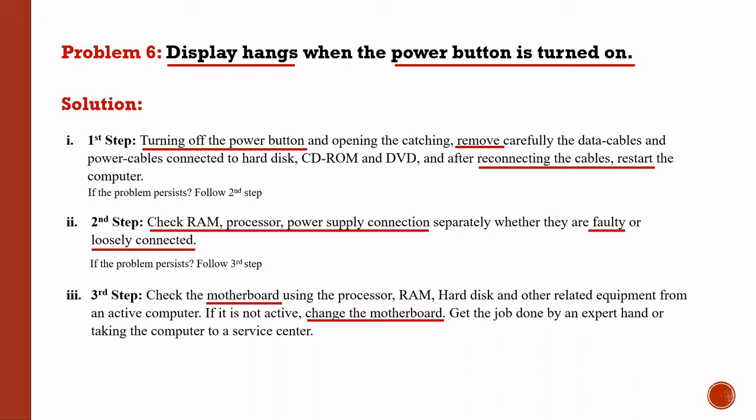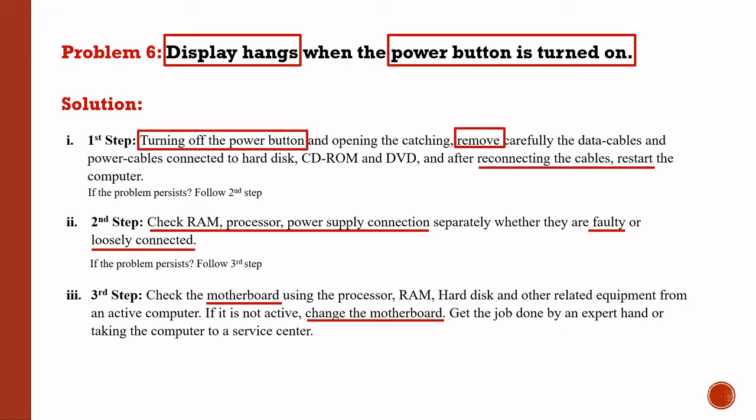Changing the motherboard is a part for a service center, but you have to know what we are doing. So our problem was display hangs when the power button is turned on. First step is turning off the power button, removing all cables, reconnecting the cables, and restarting the computer. Then we have to check all parts, RAM, processor, power supply, whether they are faulty or loosely connected. Then we check the motherboard and change it. Okay.